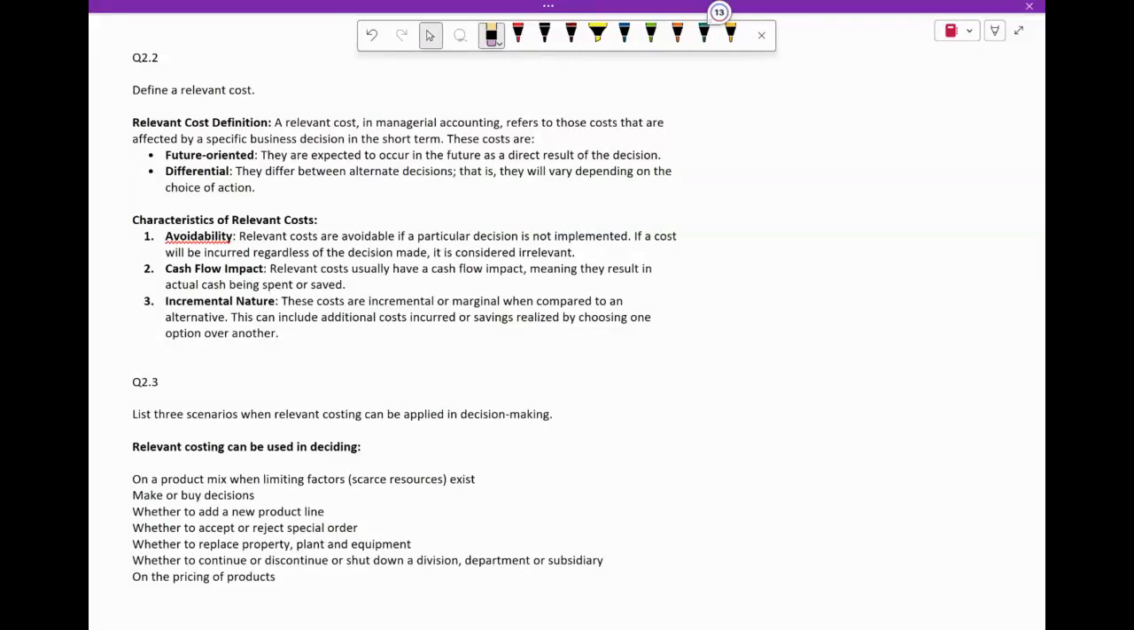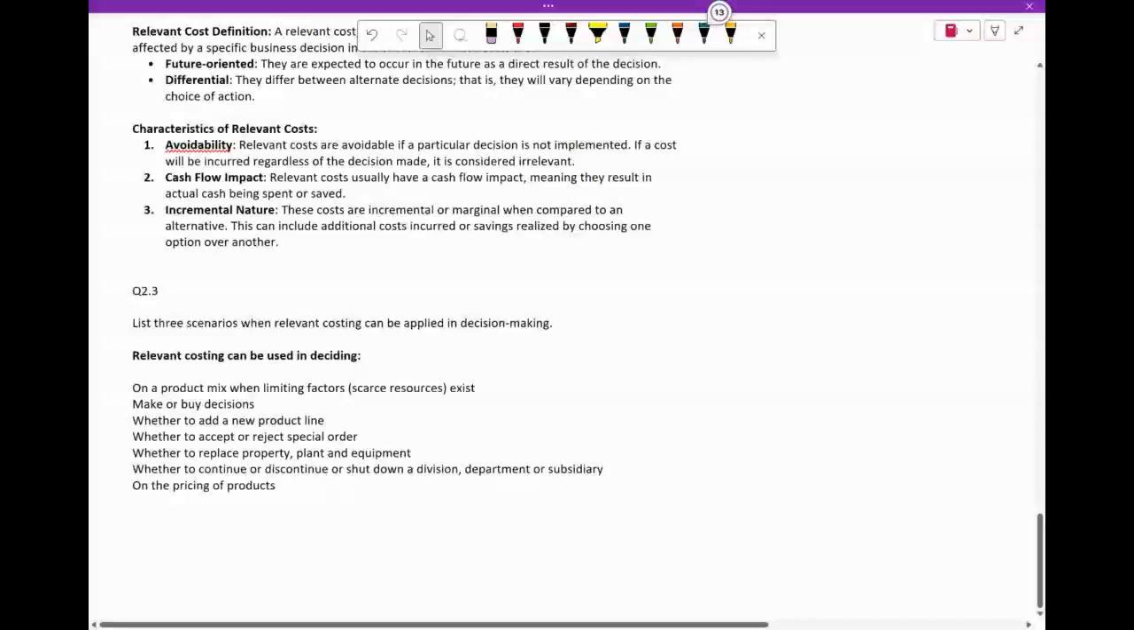Okay, right. Then the second question they asked there is to list 3 scenarios when relevant costing can be applied in decision making. This I also got off of the slides. Make or buy decisions, whether to add a new product line, whether to accept or reject special offers, whether to replace property, plant, and equipment, whether to continue, discontinue or shut down a division, department, or subsidiary. And then lastly, the pricing of products. Okay, so that was your 2023 paper.